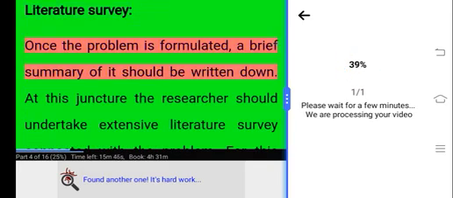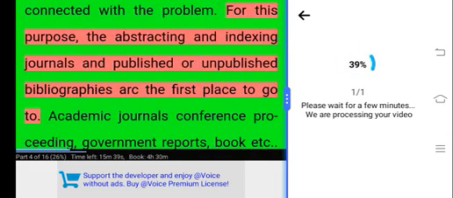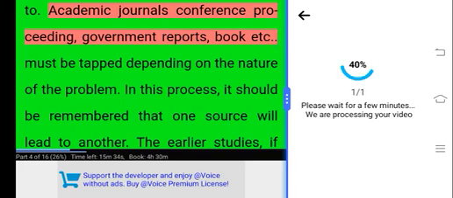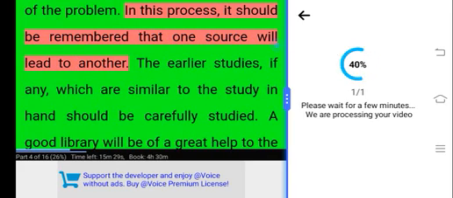Literature survey. Once the problem is formulated, a brief summary of it should be written down. At this juncture, the researcher should undertake extensive literature survey connected with the problem. For this purpose, the abstracting and indexing journals and published or unpublished bibliographies are the first place to go to. Academic journals, conference proceedings, government reports, etc., must be tapped depending on the nature of the problem. In this process, it should be remembered that one source will lead to another.